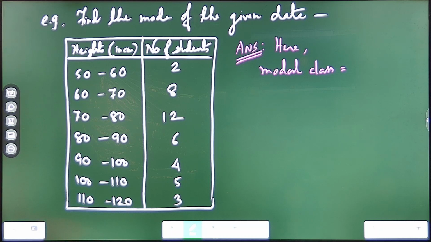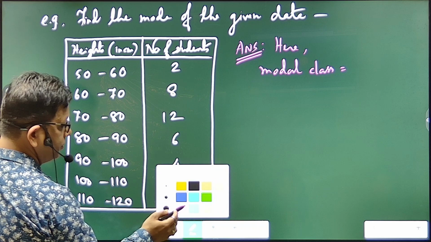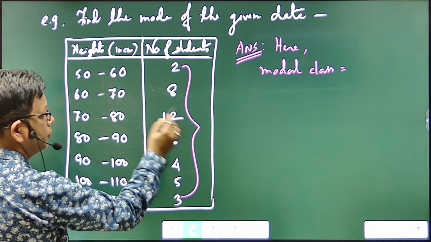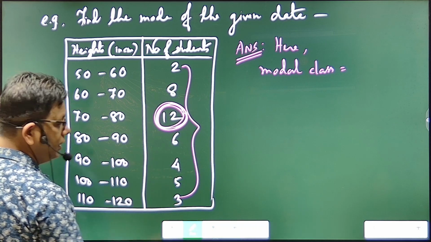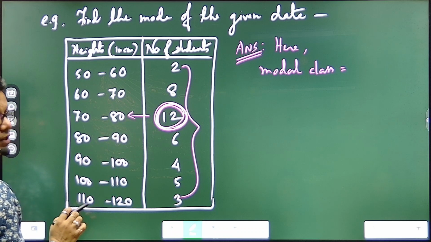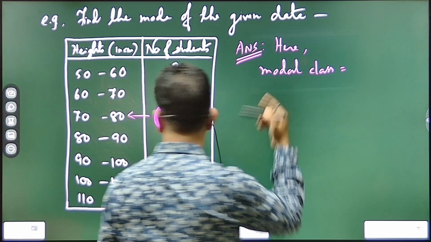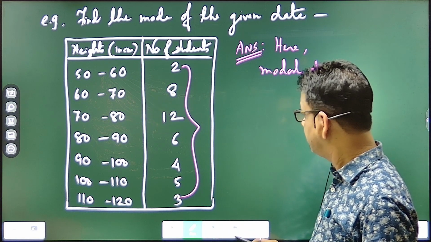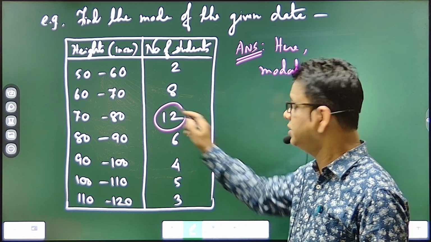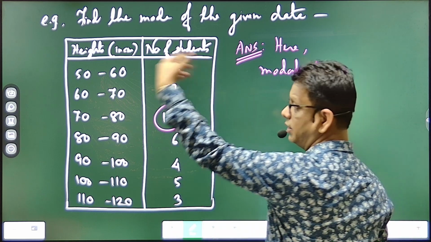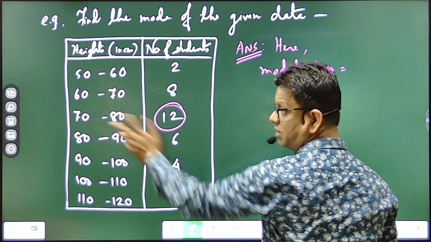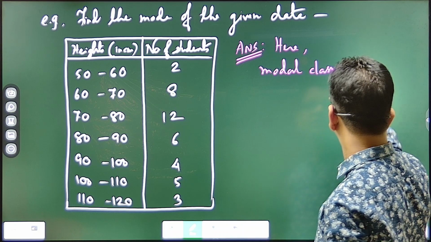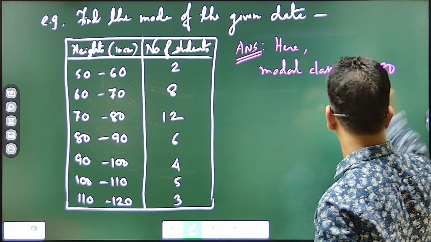Now to find the mode, you see which is the highest frequency. Here the highest frequency is which one? 12. 12 is the highest frequency. It is in which class? 70 to 80. That is only called the modal class. So I repeat, out of all the given frequencies, the highest frequency is 12. 12 is in the class 70 to 80. So this 70 to 80 is called the modal class.